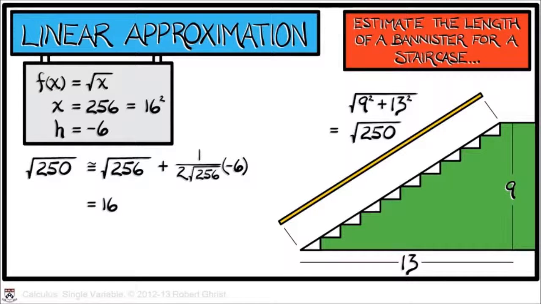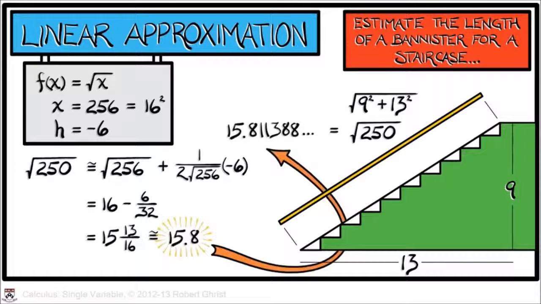Well, let's see, square root of 256, that's 16, minus 6 over 2 times 16. That gives us 15 and 13/16 as an answer. And that's not so bad of an approximation. That's about 15.8. The true answer is the same up to the first 3 digits. So in this case, linear approximation works pretty well.